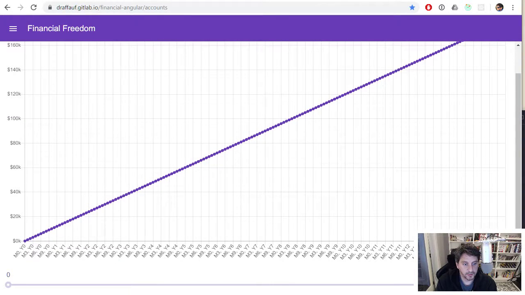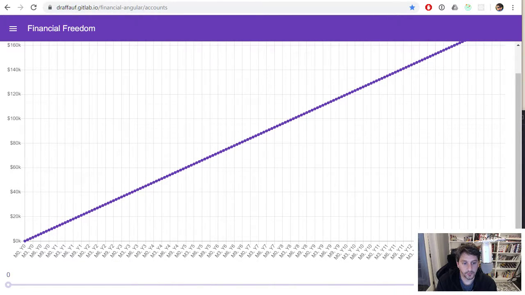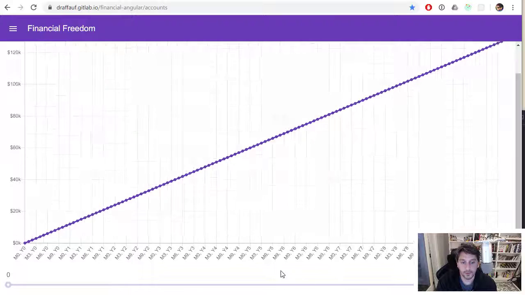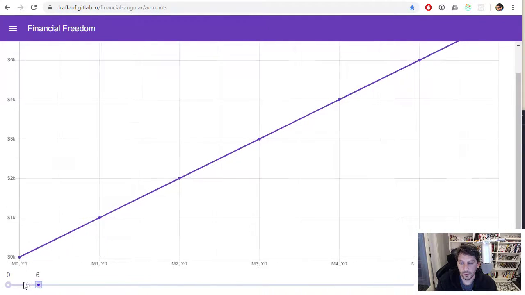You can also see down here there's a little slider. These sliders are for narrowing down the period that you're looking at. Right now we're looking at 180 months, which is 12 months times 15 years. But if we wanted to, we could just look at the next 5 months or something by grabbing the slider and going down to five.